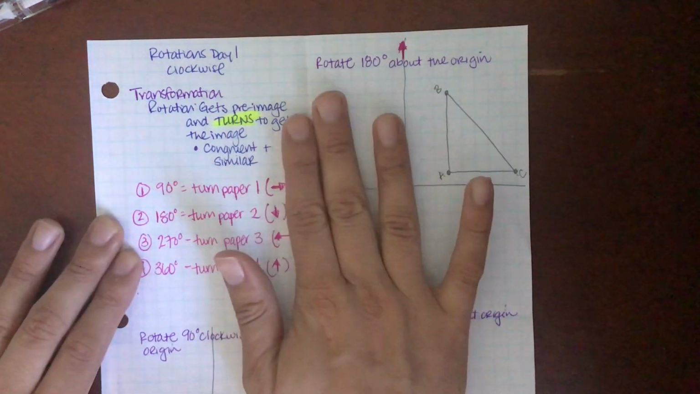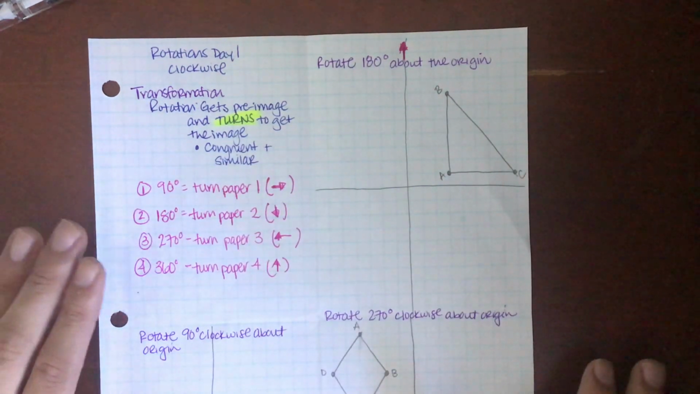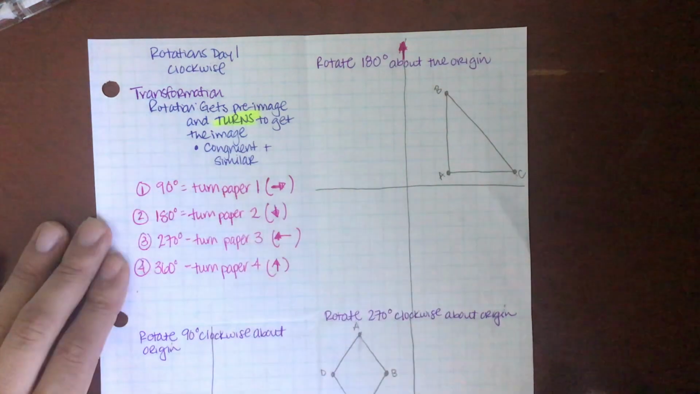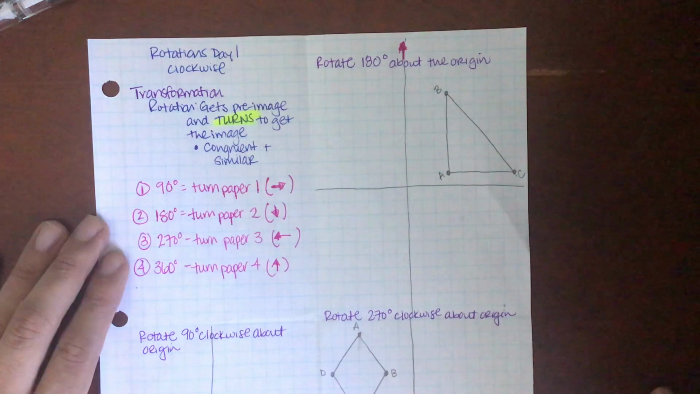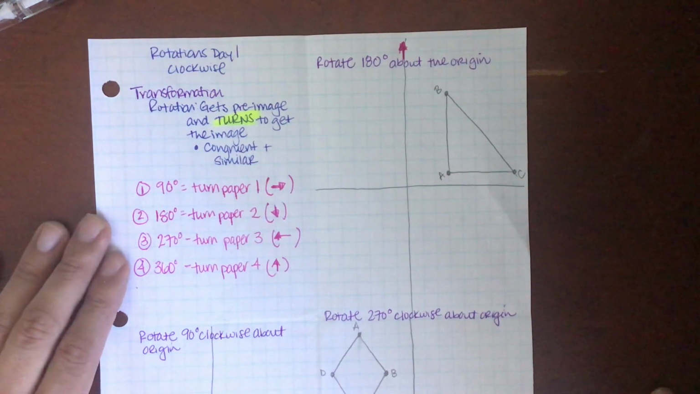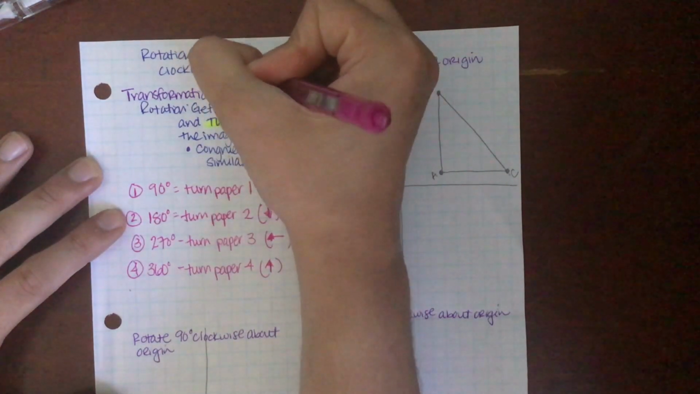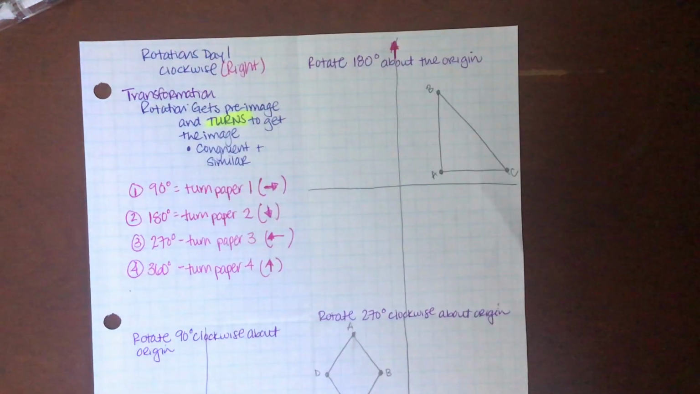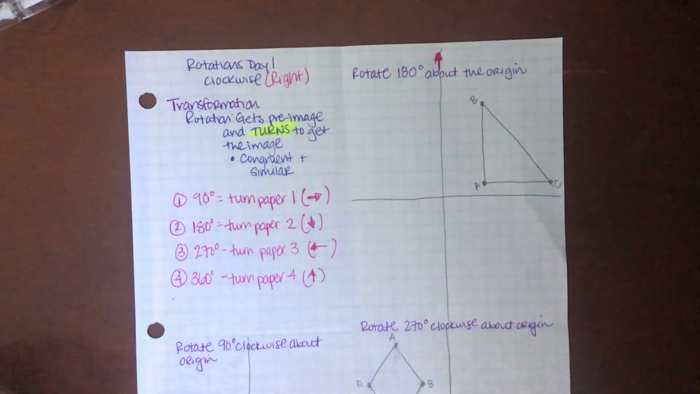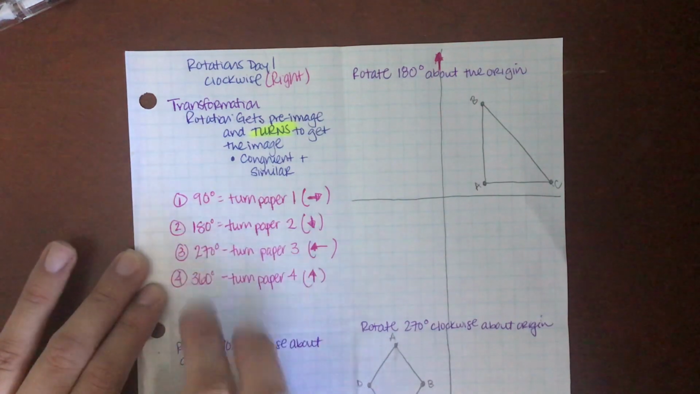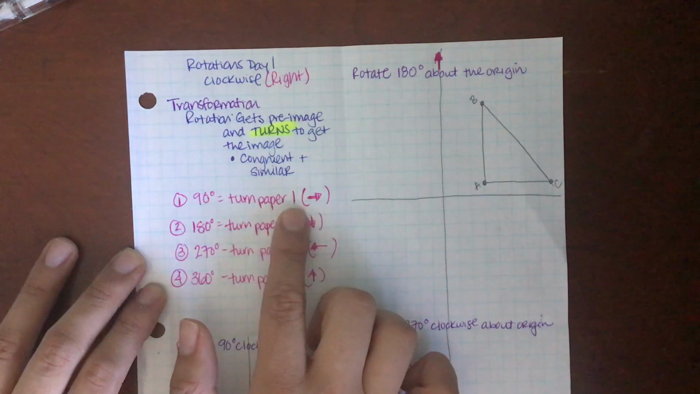It says rotate 90 degrees about the origin. Whenever they say about the origin, they mean the center. And if they don't say anything explicitly, they mean clockwise. What you need to remember is that clockwise, you turn your paper to the right. There are 4 ways of turning your paper: 90 degrees, 180, 270, and 360. 90 degrees is turn your paper 1 time.